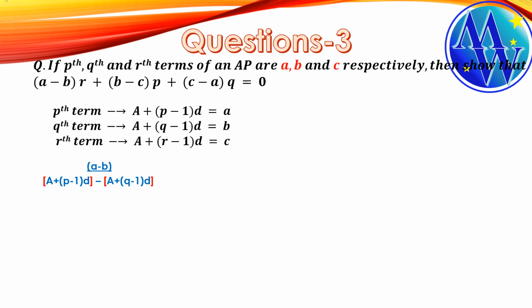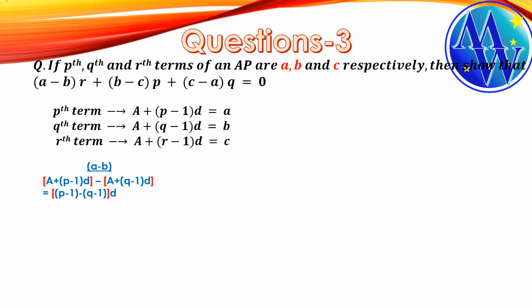So take more care. While solving this, we can see in the first part capital A is positive and in the other part A is negative, right? So A and minus A are cancelled, and D is common for both P minus 1 and Q minus 1. So we can take it outside. So it became (P minus 1 minus (Q minus 1)) whole multiplied by D.